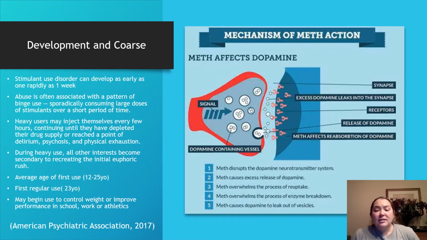If you look at this diagram, this is what happens to the neurotransmitters in the brain with meth use. First, it disrupts the dopamine neurotransmitter system. It causes excess release of dopamine. It overwhelms the process of reuptake. It overwhelms the process of enzyme breakdown. And then it causes dopamine to leak out of the vesicles.